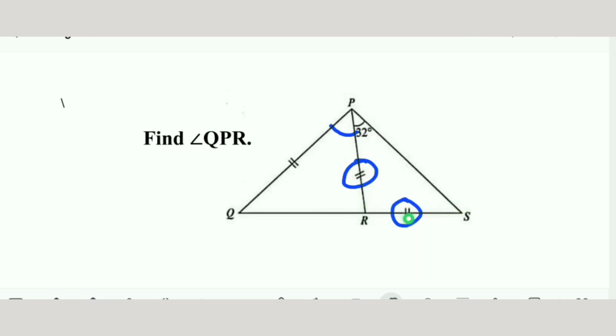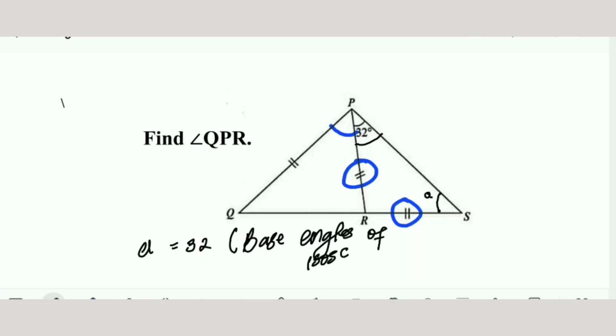And so when you have an isosceles triangle, then you begin to talk about the base angles of an isosceles triangle. So I would say that this angle here and this angle provided are the base angles of that isosceles triangle. For the purpose of description, if I call this A, I would say that A equals 32 degrees. The reason is base angles of isosceles triangle PRS. So this is 32 degrees.